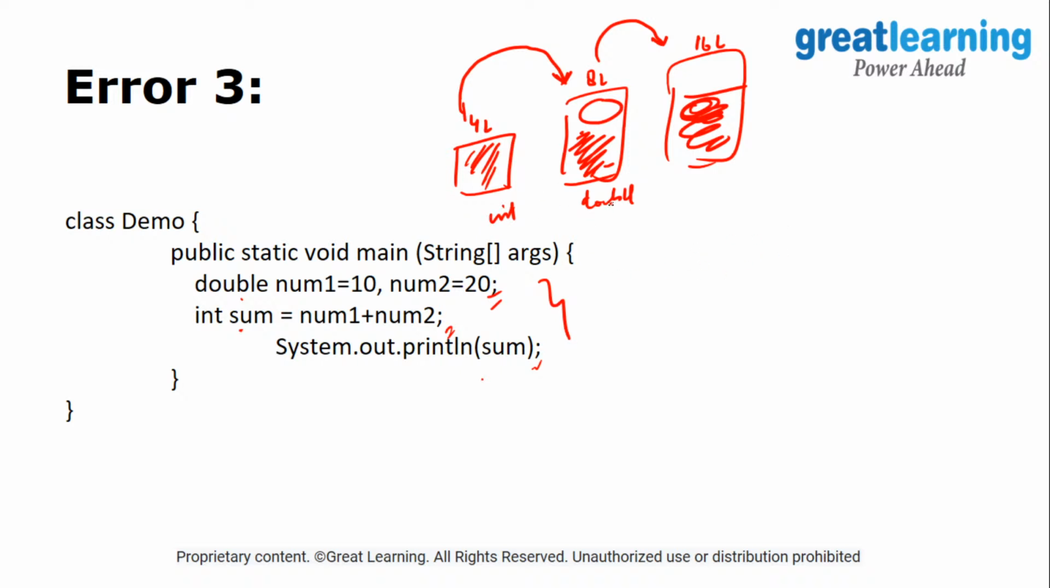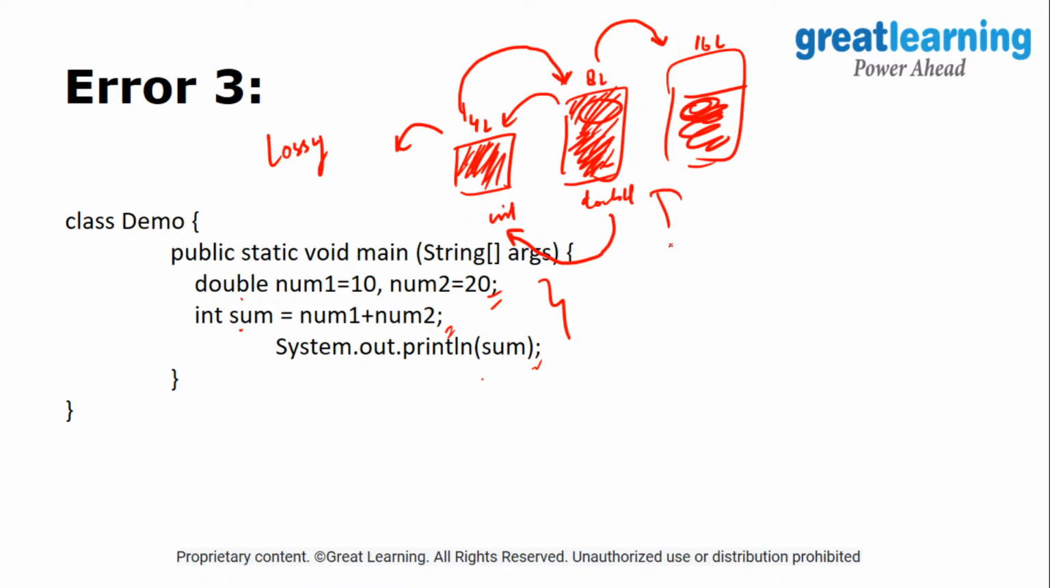But when you're doing vice versa, when you're trying to put 8 liters of water into this 4 liter container, at that time there will be an overflow, and this is known as possible lossy conversion. That means there might be a scenario wherein you might be losing the content. If this 8 liter container is fully occupied, to its maximum potential, and you're trying to put it into 4 liters, then you are possibly losing some data.